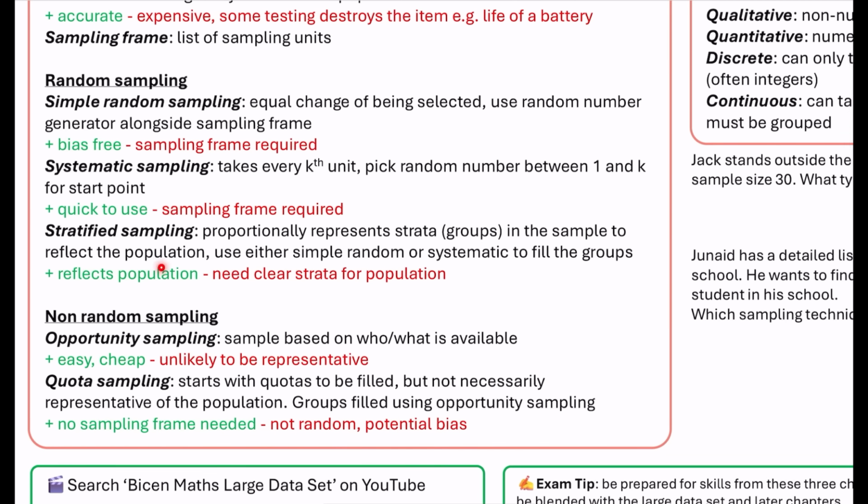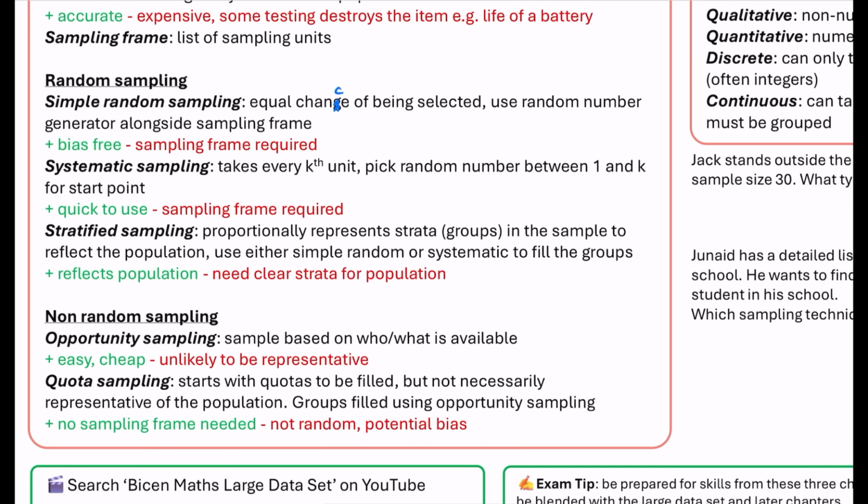So we've got these 2 general groups of sampling. We've got the random and non-random sampling. Now, within random sampling, there is simple random sampling. This is where, in the definition of it, there is an equal chance of being selected. Each single sampling unit has an equal chance of being selected.